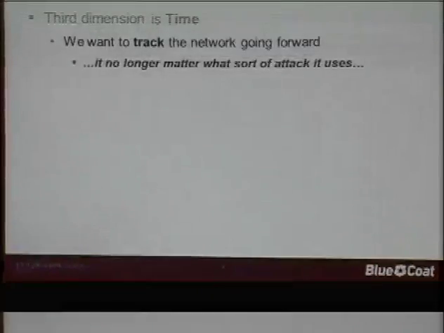Because if you can track the network, right, and you can still break one of the links in that chain tomorrow, it no longer matters what kind of attack is down at the very end. Zero-day exploit doesn't matter. How the payload's encrypted doesn't matter.